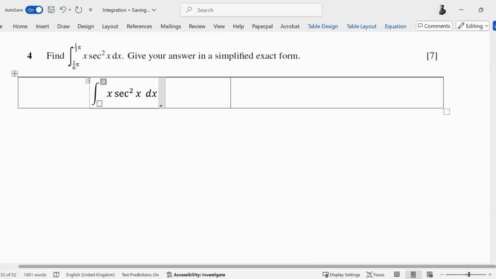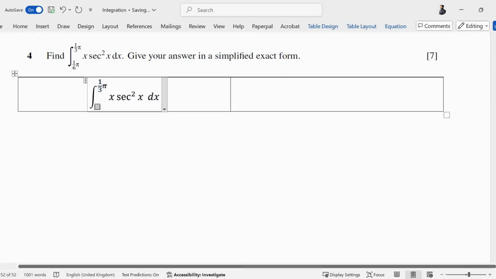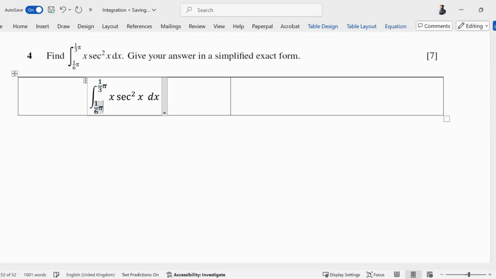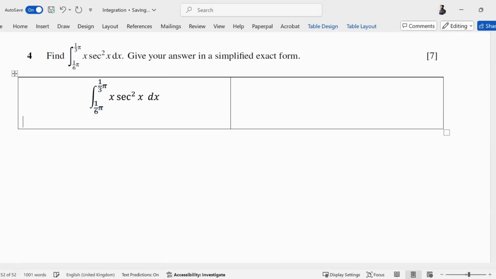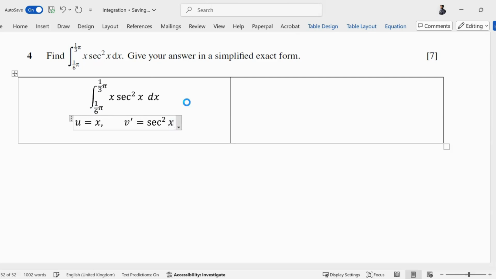Upper limit is 1 over 3 pi. Lower limit is 1 over 6 pi. Okay. Now what do we take as u? X. And v dash is sec square x. What is u dash? 1. And what is v?